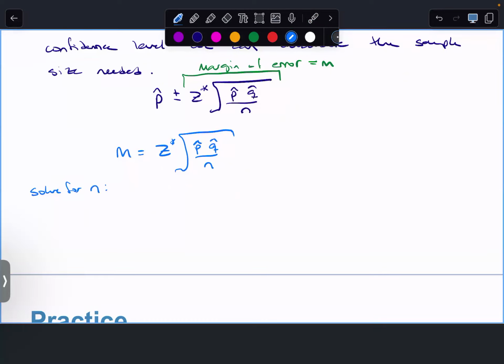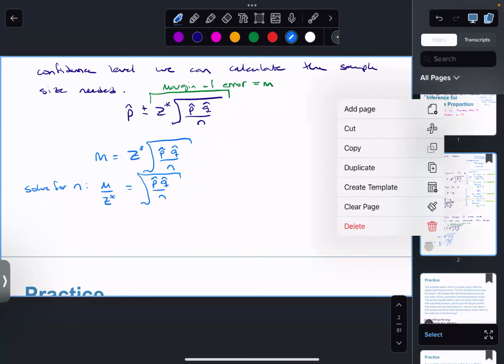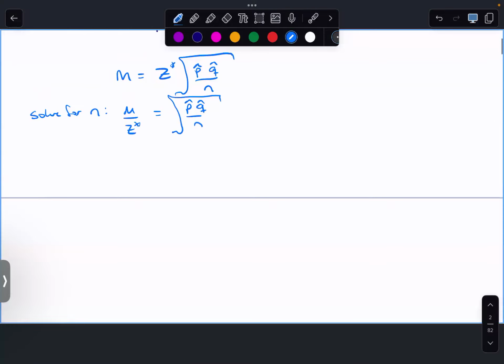Solve for N by first dividing M by Z star. So M divided by Z star. And I am going a little bit quick because it's on your formula sheet. Is the square root of P hat Q hat over N. I can get to the N by squaring both sides. M divided by Z star squared is P hat Q hat over N.